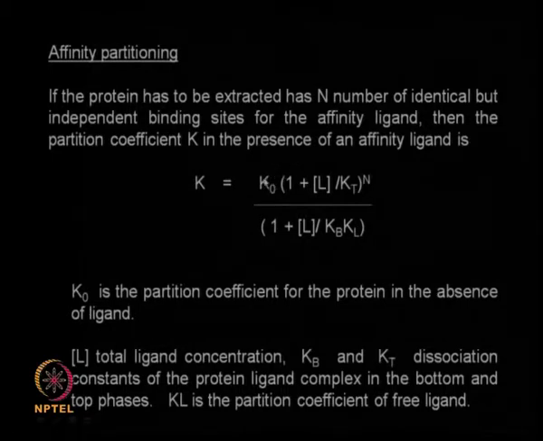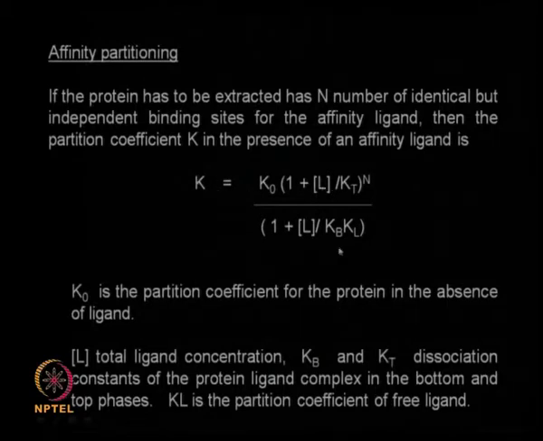So if I do not use the affinity ligand concept, then my partition coefficient will be K naught. But because I am adding an affinity ligand which may bind to the protein at n different locations, the partition coefficient gets modified to K naught times (1 plus L divided by KT) raised to the power n, divided by (1 plus L divided by KB) and KL. What is L here? L is the total ligand concentration. So as you can see, if I have more ligand present, obviously my K will increase.